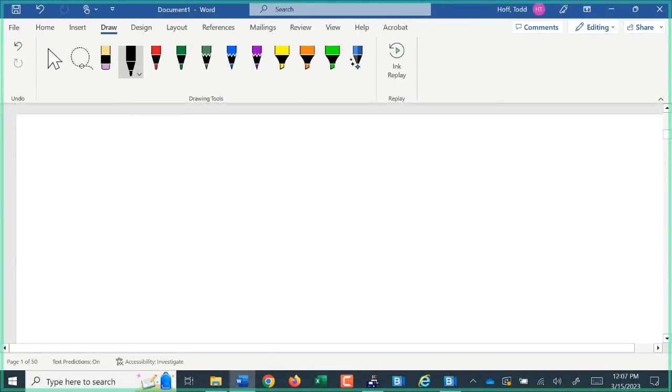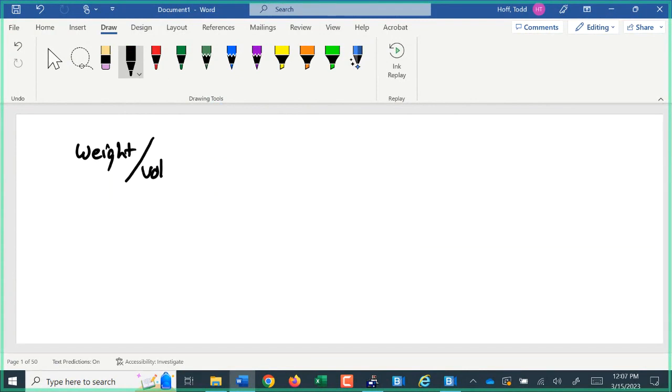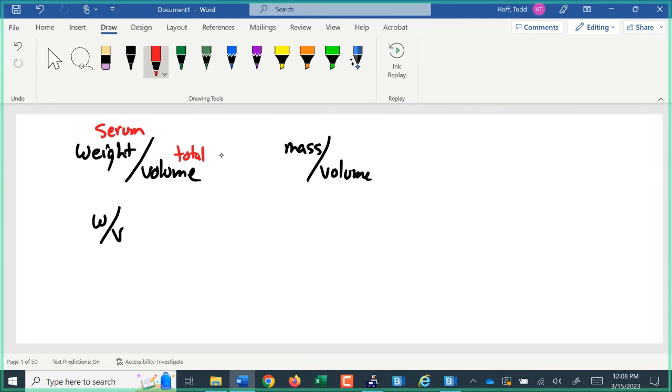So finally, we have weight in volume solution, abbreviated W/V. And again, probably should be listed as a mass in volume solution because we're using metric units now, and metric focuses on mass rather than weight. So the weight or mass, again, is our serum, the amount of serum, and the volume is the total solution again.